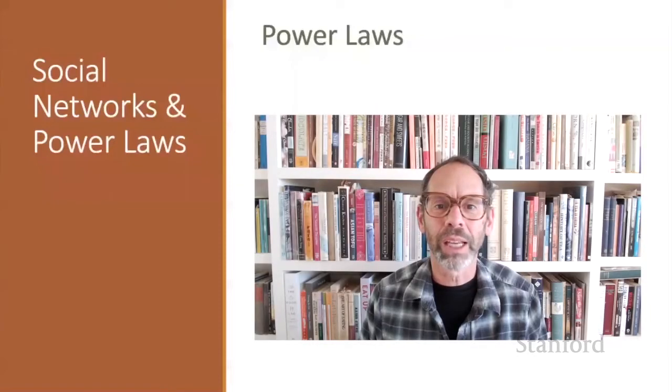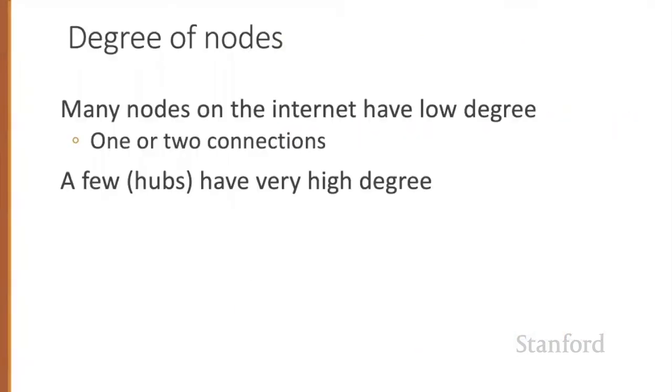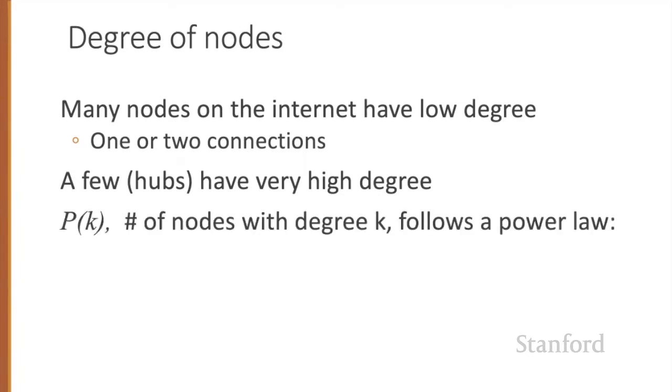Here we introduce the idea of power laws. Let's think about the degree of the nodes on the internet. Most internet nodes have low degree, meaning one or two connections. A few, called hubs, have very high degree. It turns out that the number of nodes with degree k follows what's called a power law.